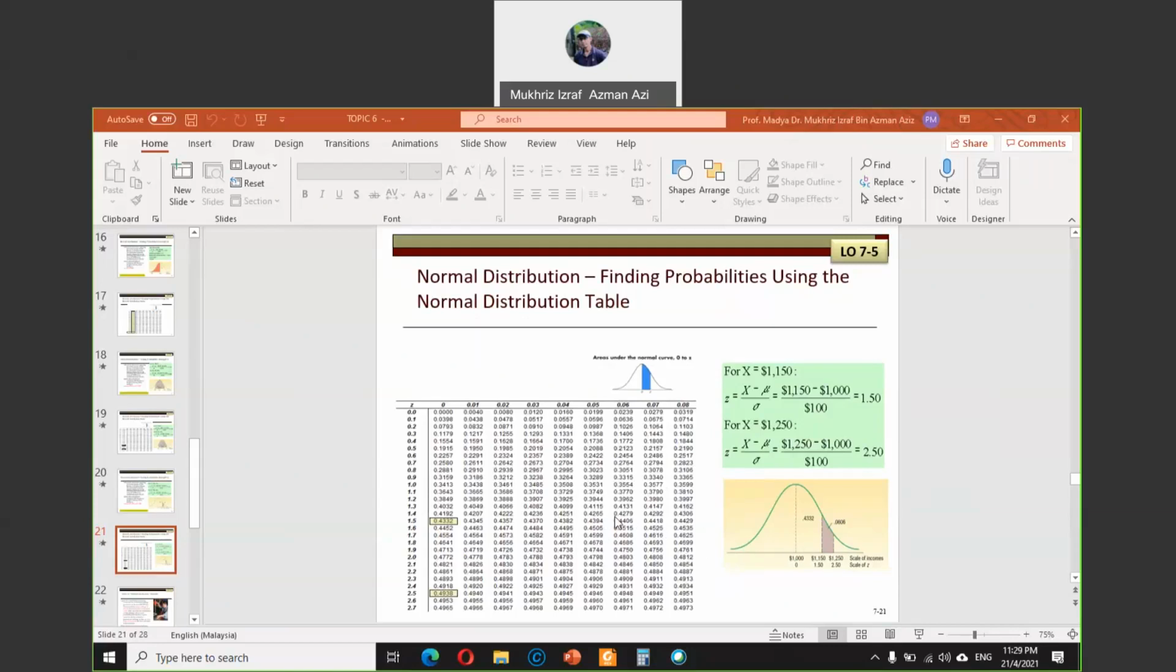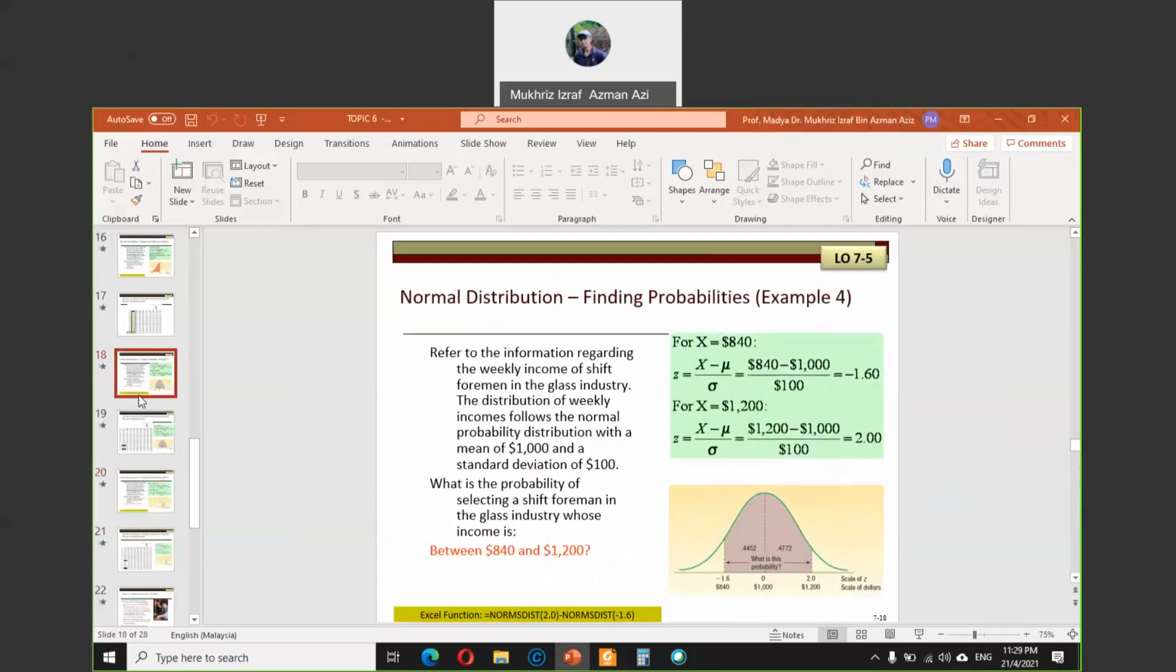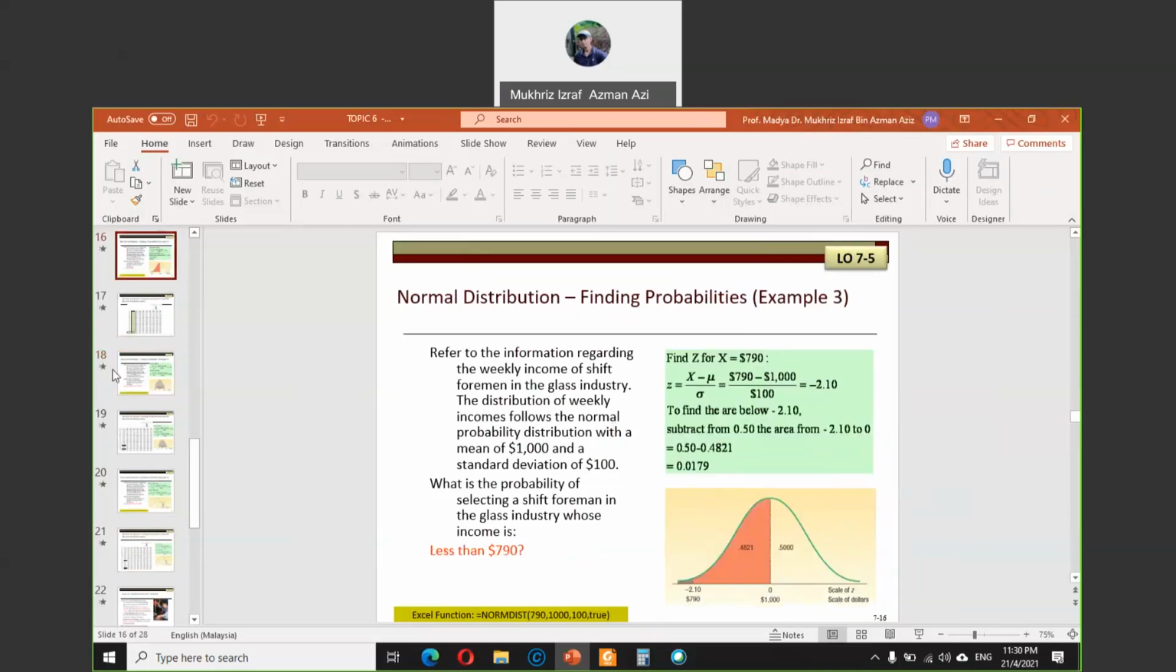But if one is negative and one is positive, like the previous example, you need to add them both. Basically, you can imagine there could be only two or three possible scenarios. When one is negative and one is positive, the solution is to add both of the values from the table. If both are positive or both are negative, the solution would be to take the difference between the two values from the table.